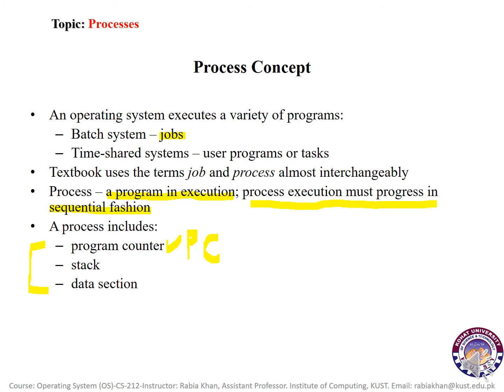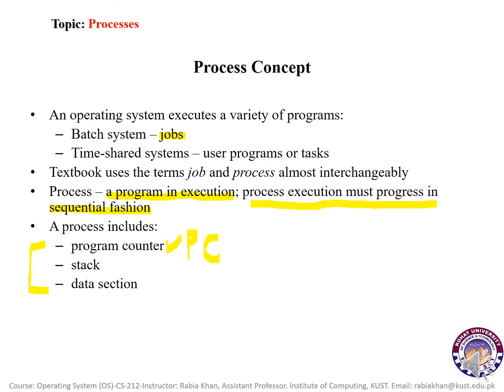Now, where in main function the control of CPU has to be returned? So this information is generally stored in this program counter. The address of the instruction on which the control of CPU has to be returned within main program. So this address is stored in program counter.